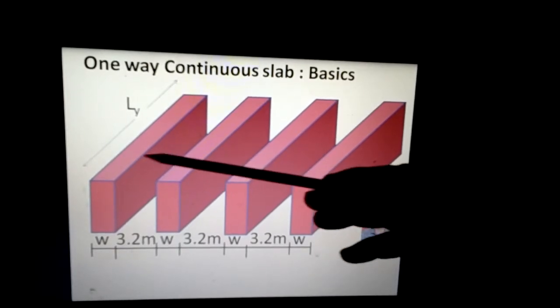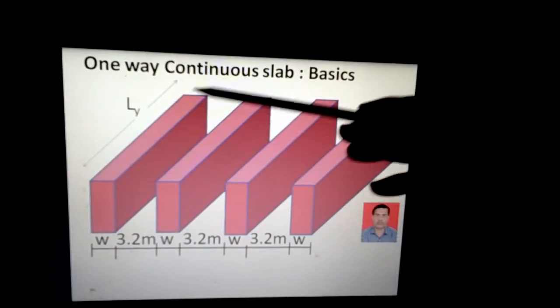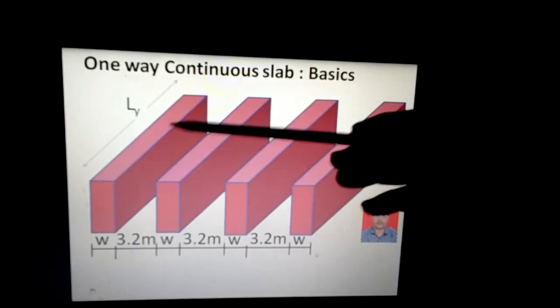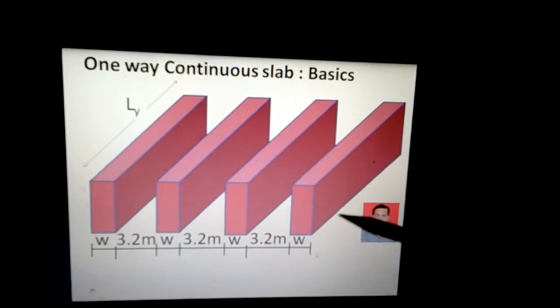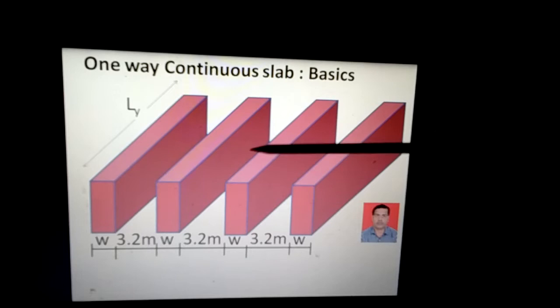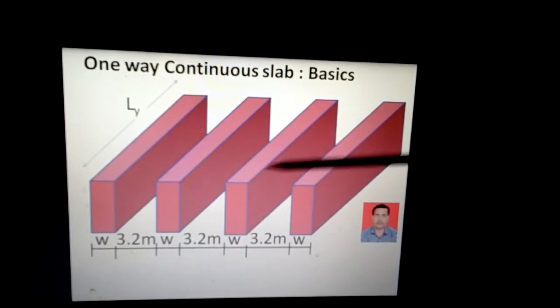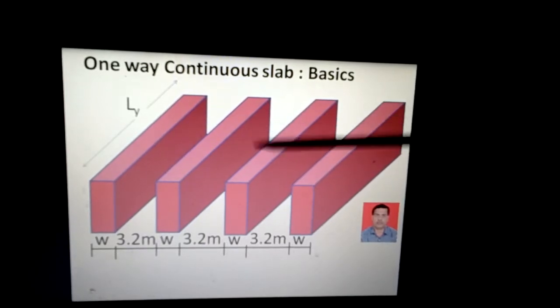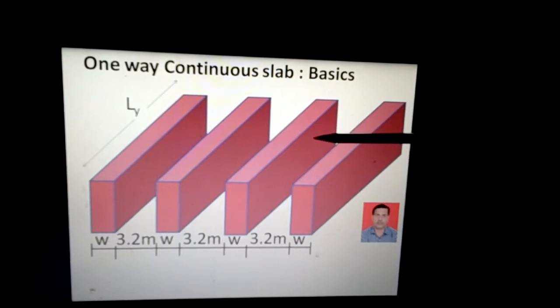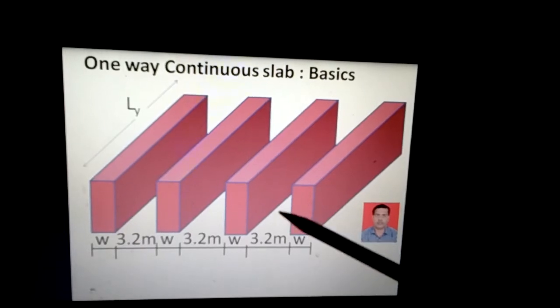If you see the space between 2 supports, it is a one-way slab, and for this one-way slab the ratio of Ly upon Lx has to be more than 2. Similarly, the second space between these 2 supports is again a one-way slab, and the third space is also going to become a one-way slab. So all these 3 spans are connected with their slabs, and this type of connection is possible by constructing a one-way continuous slab.